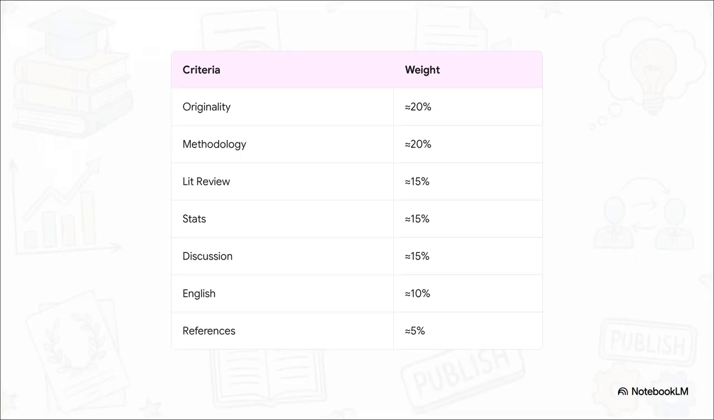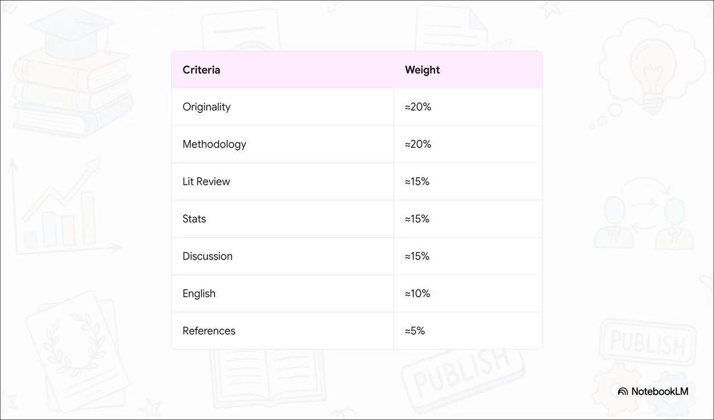Now, this is where we get a real peek behind the curtain. Think of this table as your ultimate reviewer cheat sheet. This is exactly how your hard work gets scrutinized. Check this out. A massive 40% of your evaluation rests completely on just 2 things: originality and methodology.